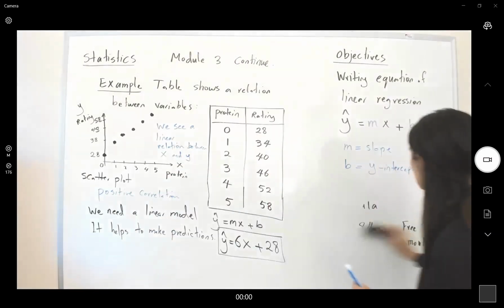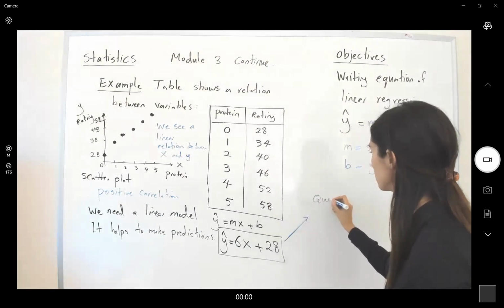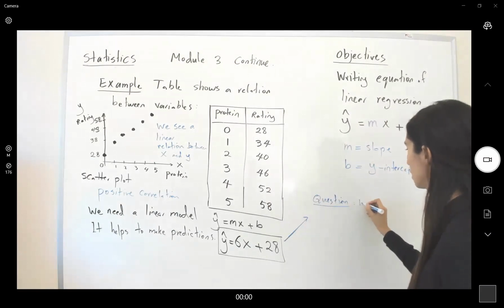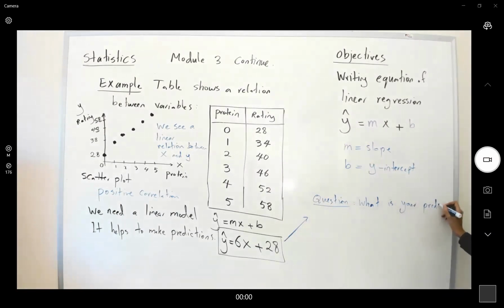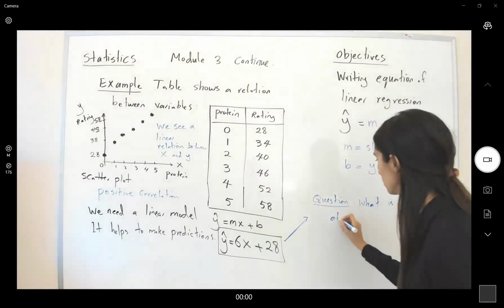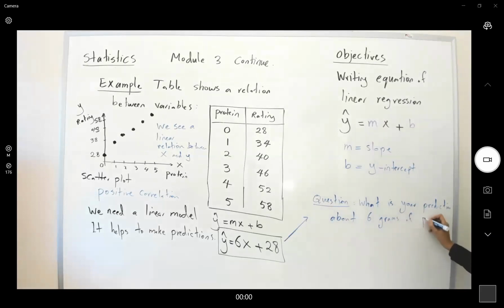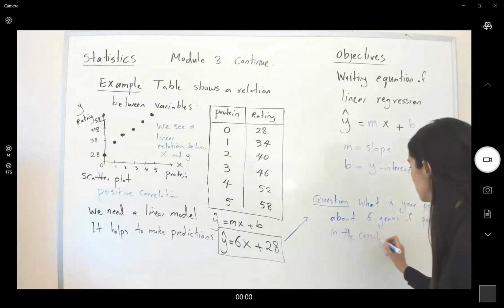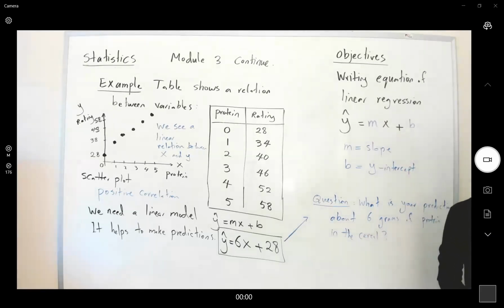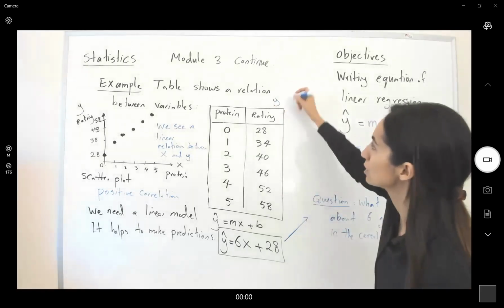So suppose the question says, what is your prediction about 6 grams of protein in the cereal? So what is this 6? Is 6 x or y? We are trying to make predictions for our rating. Remember that rating is y. So this guy is missing.